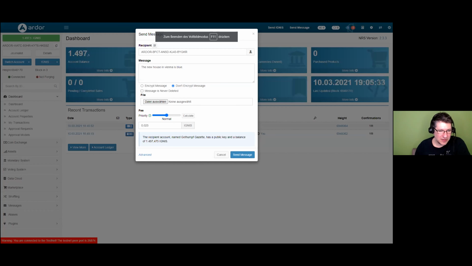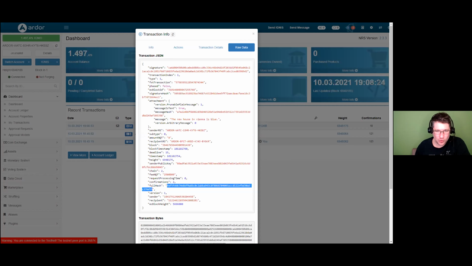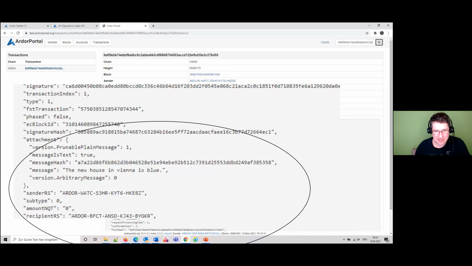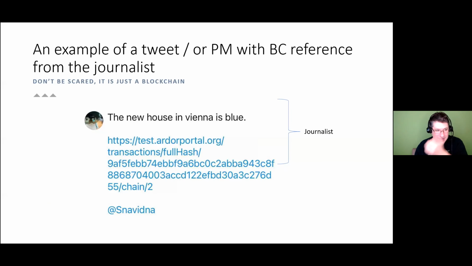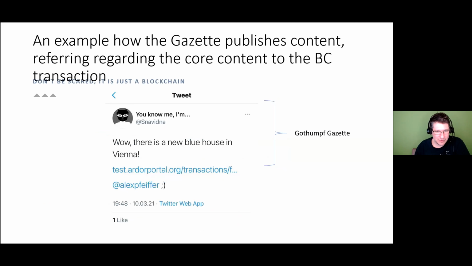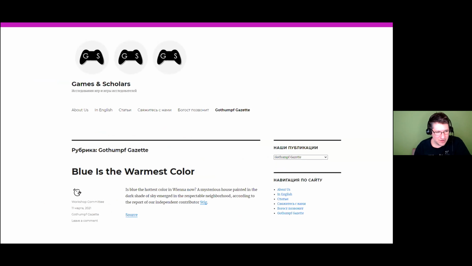So here you see one of those tasks where we said the new house in Vienna is blue, and people have to tweet and write stories about that. And this is the technical part, how the JSON file looks like, how the transaction looks like. And then we transferred this game to Twitter, and people had to tweet about this, and then the Gazzetta verified information, and then the verified information is here on the blog.